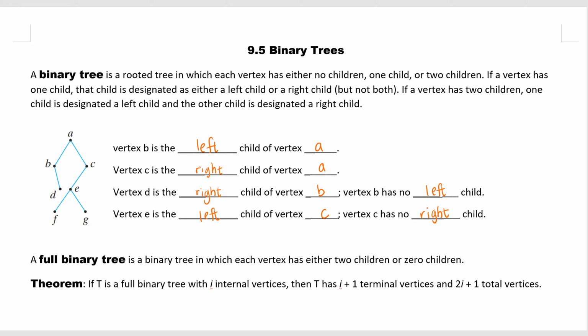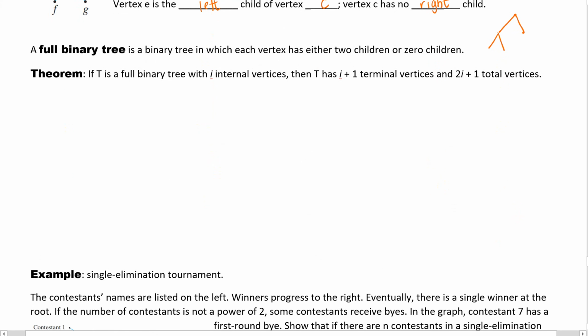Alright, next. A full binary tree is a binary tree in which each vertex has either two children or zero children. Okay, so for example, this is a full binary tree. Okay, let's continue. Theorem: if T is a full binary tree with I internal vertices, then T has I plus 1 terminal vertices and 2I plus 1 total vertices.